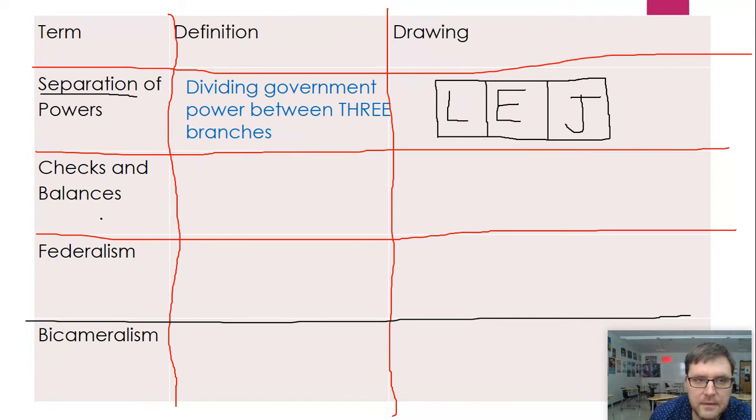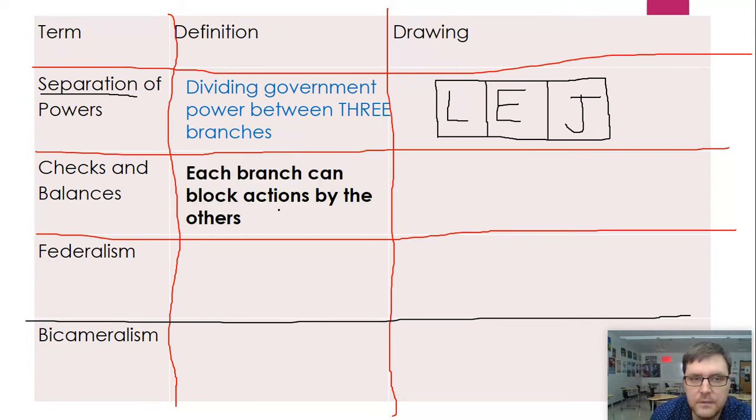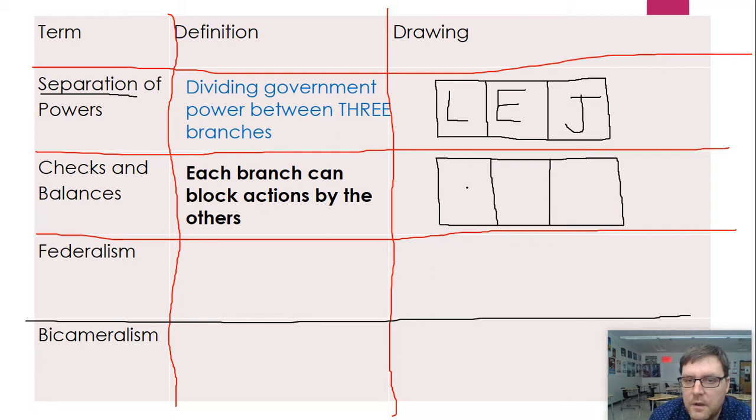Checks and balances, what are they? We often talk about checks and balances when we talk about separating powers out. And my definition here is each branch can block the actions of others. Each branch can block actions done by the other branches. So what would that look like if we were drawing it out? Let's draw another box that has 3 divisions. And what are the 3 branches of government?